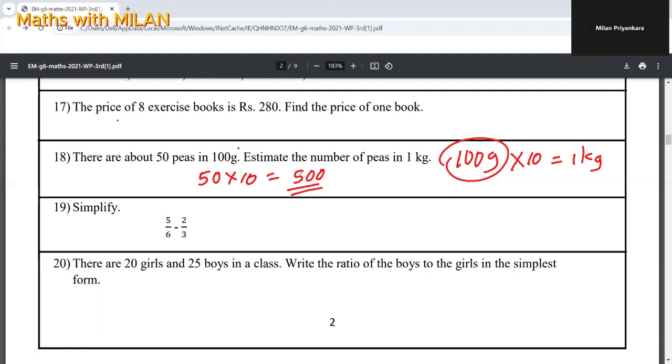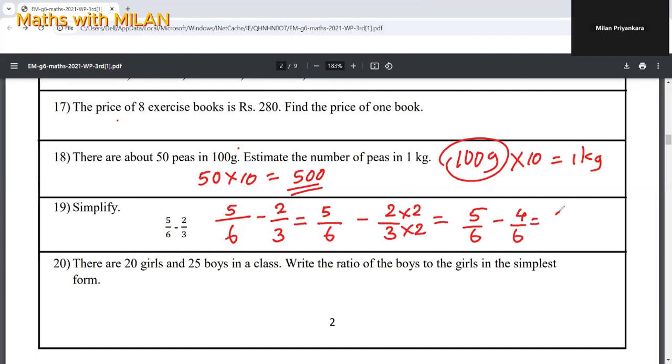In the 19th one, you have to make a common denominator before subtracting. If you have to add or subtract fractions, there must be a common denominator. Here you don't see a common denominator, but we can make one by multiplying 2 over 3 by 2. You get 5 over 6 minus 4 over 6. The answer is 5 minus 4 over 6, which is equal to 2 over 6. And you can further simplify this.